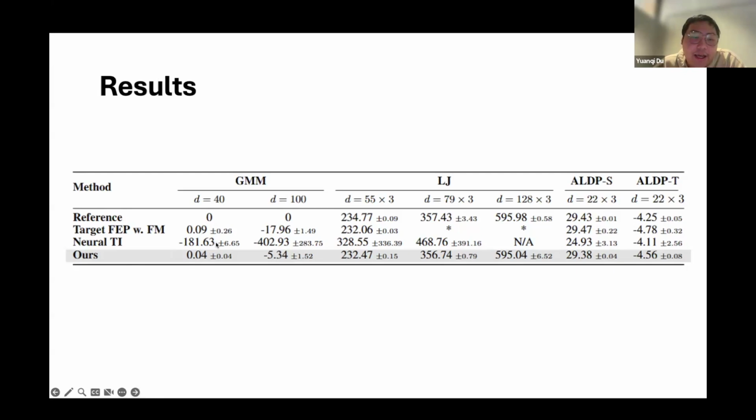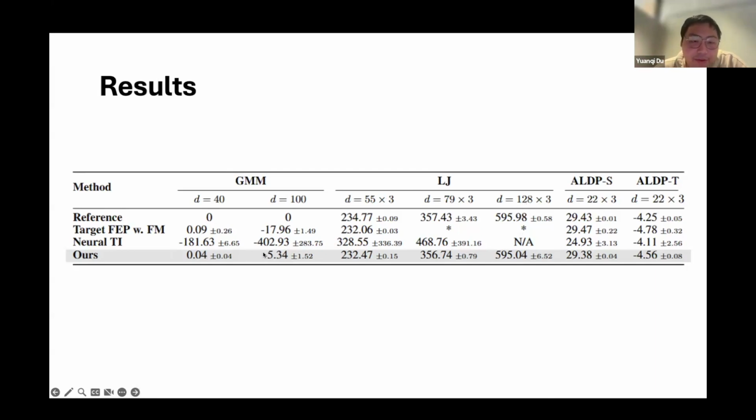And neural TI is a method that uses energy to parameterize the score. Initially it used diffusion, later on they used stochastic interpolants. The idea is to learn a transport between two distributions, using energy to parameterize the score. Once you have this energy interpolation, you can use thermodynamic integration on this energy. For GMM, some of them can be quite bad, and we cannot produce a reasonable result for Lennard-Jones with more than 100 dimensions.